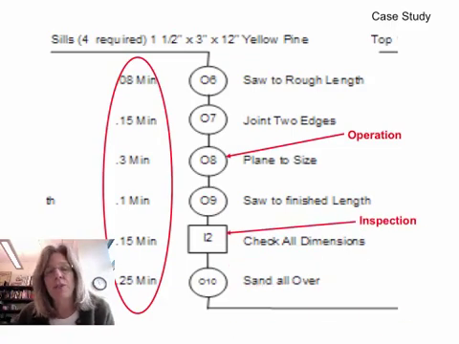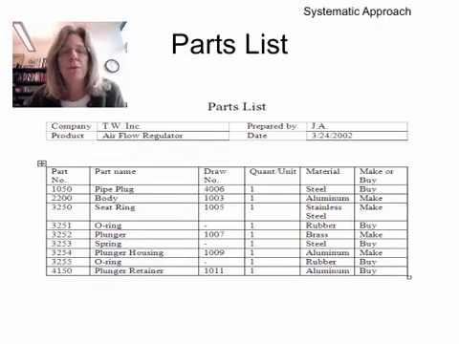And again, the inspections will show up as squares on here. And there'll be an I2 that you'll be looking for if you're curious exactly what happens in that inspection. But you can see the time associated with that also. So that's an operations process chart.